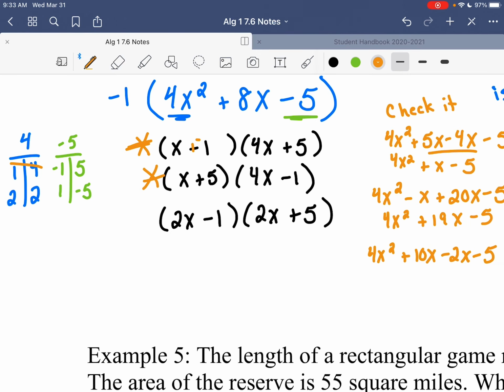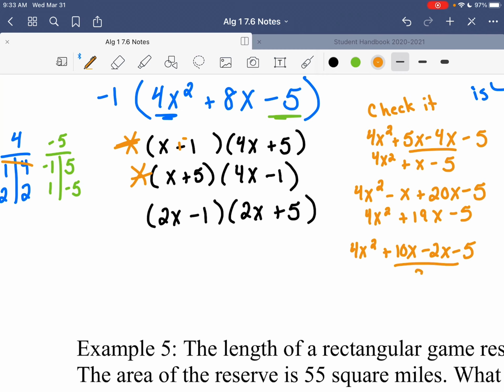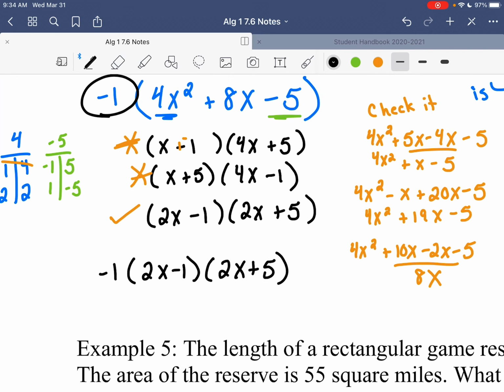Minus 5, because if you notice, this middle term is 8x, which is what we were trying to get to. First term and last term still work: the 4x squared worked, the negative 5 worked. All right, so we found it. Yay! Check. So now, don't forget that negative 1 out there. We've got negative 1 times 2x minus 1 times 2x plus 5.